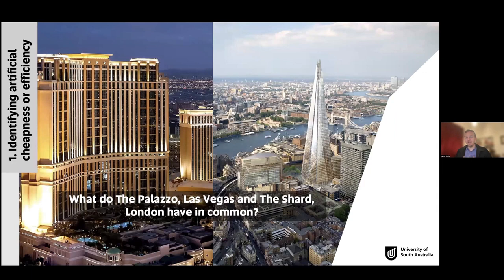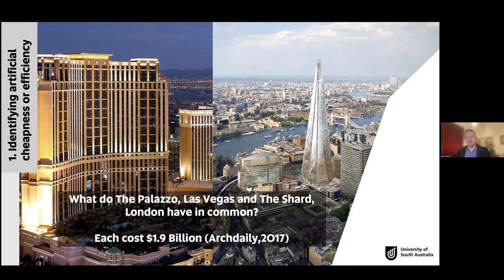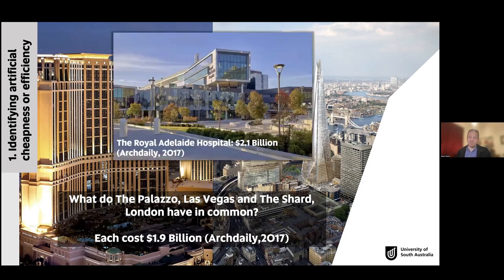So the first ingredient is something that I've noticed quite often in the politics of healthcare facilities is that healthcare facilities are quite expensive. And this slide provides an interesting provocation, I think, that the Palazzo in Las Vegas and the Shard in London have a few things in common, but one of them is that each cost $1.9 billion. And interestingly, a hospital in the city I'm from, in Adelaide, South Australia, costs $2.1 billion. So our healthcare facilities are incredibly, incredibly expensive.